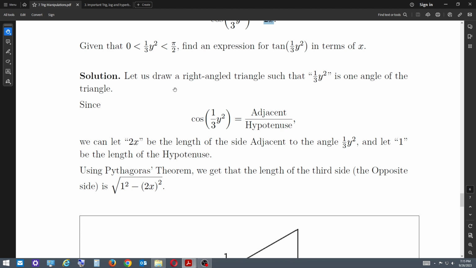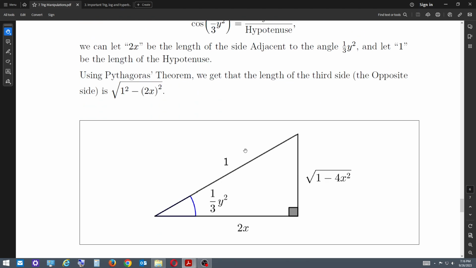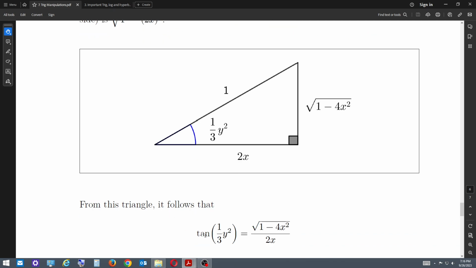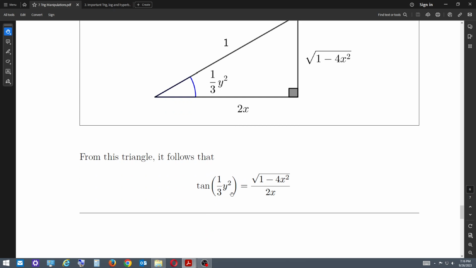Now, if you are using this approach to solve a problem, you don't need to explain all of this. All of this here is just to explain it to you all. You could just simply say, consider this right angle triangle, and then using Pythagoras' theorem, we get the third side. Hence it follows that this is our answer.